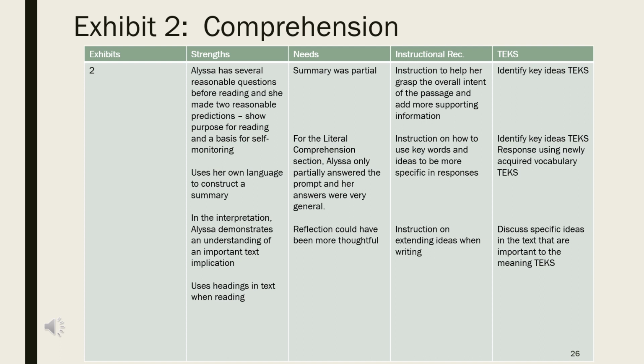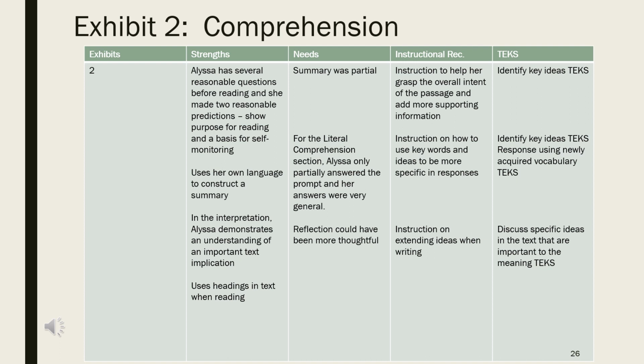So then when it comes to needs, her summary was good, but it was only partial. It didn't hit all of the supporting details, and it didn't really go over the bigger ideas in the passage. And then for the literal comprehension section, Alyssa only partially answered the prompt, and her answers were very general. And then her reflection could have been more thoughtful. And so we can see that Alyssa is understanding what she's reading, but she's not really going a lot deeper in her thoughts and deeper into the passage.